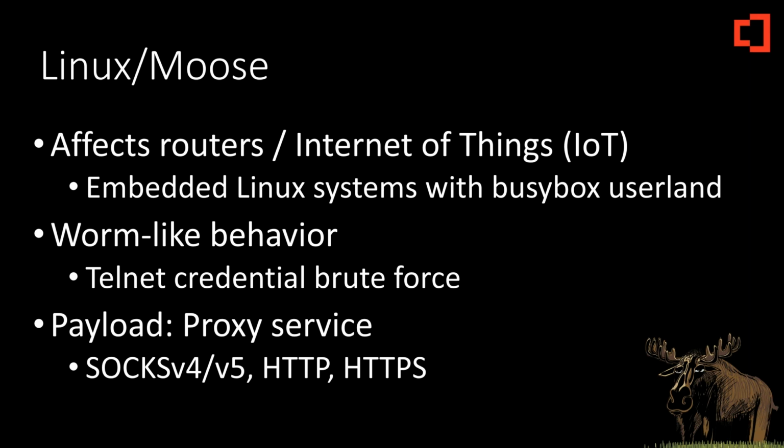So Linux Moose, in a nutshell, it affects routers and Internet of Things devices. But what we mean by that is specifically an embedded Linux system with a BusyBox userland. So the BusyBox userland is the way the infection is triggered. So it needs that. It has a worm-like behavior, so it's spread on its own automatically. By doing telnet credential brute force, it has a list of 300 or so username and password combinations, and it doesn't do any exploitation. It's really focused on brute force. The main payload, so its active, useful payload, is a very custom-made proxy service that supports both SOCKS v4, v5, HTTP, and HTTPS.